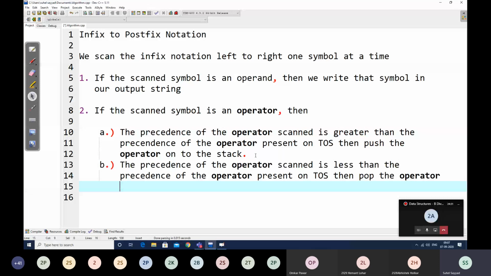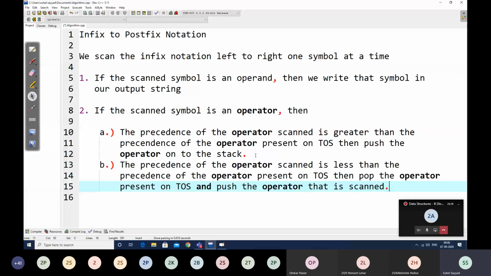See what we have to do. Again I repeat the statement: the precedence of the operator scanned is less than the precedence of the operator present on top of stack. So suppose, for example, you are reading minus, and on top of stack as of now is the division operator. Now minus has less precedence as compared to division, correct? What is there on stack? Division. What have you scanned right now? Minus. So minus has less precedence as compared to division.